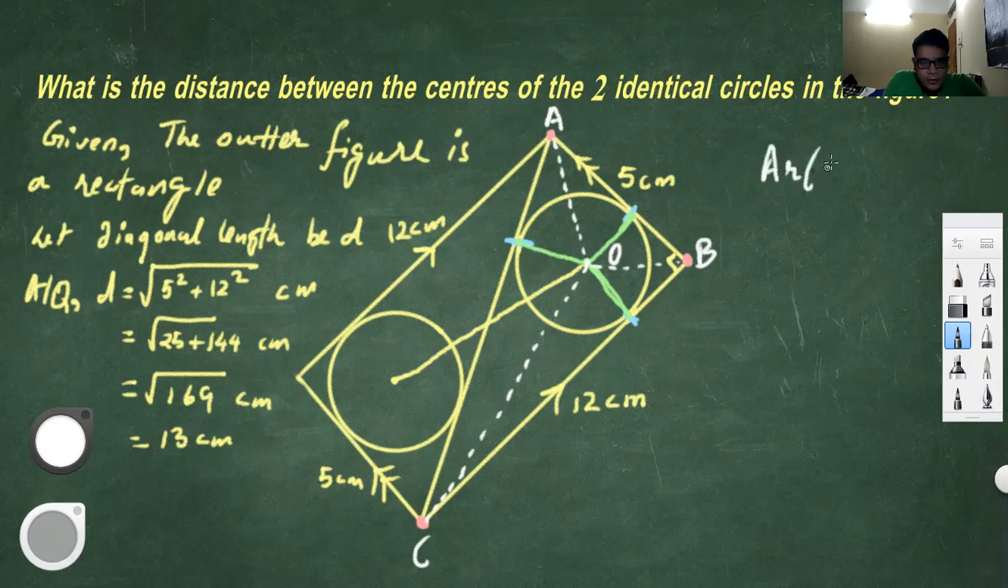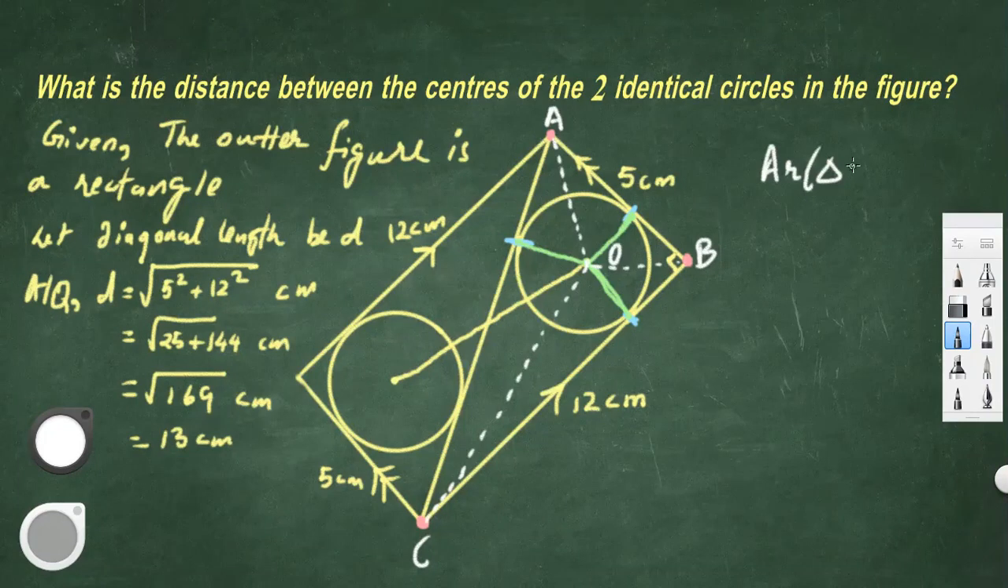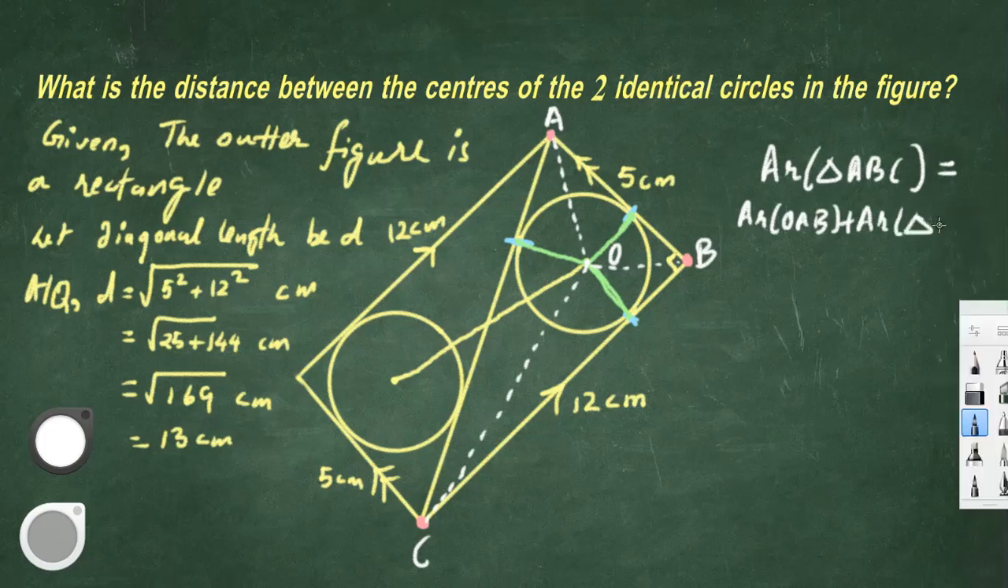The area of triangle ABC will be equal to area of triangle OAB plus area of triangle OCB plus area of triangle OAC, isn't it? So it's divided into these three triangles, right? As you can see. So area of the triangle ABC is pretty clear.